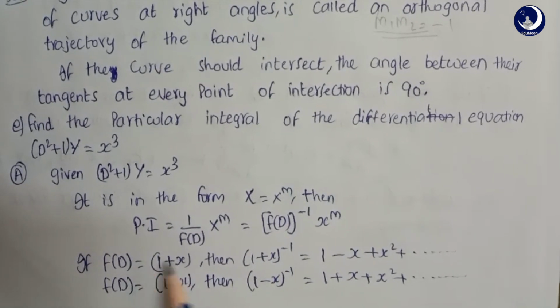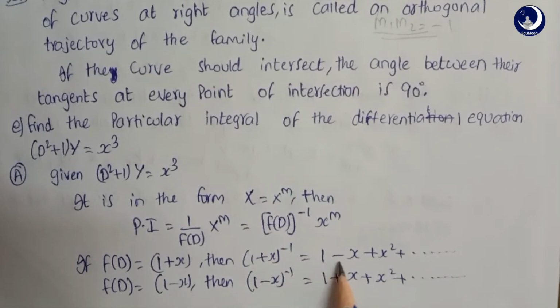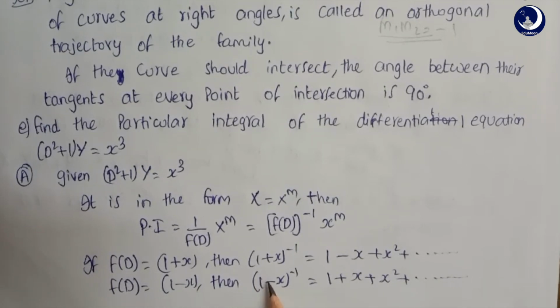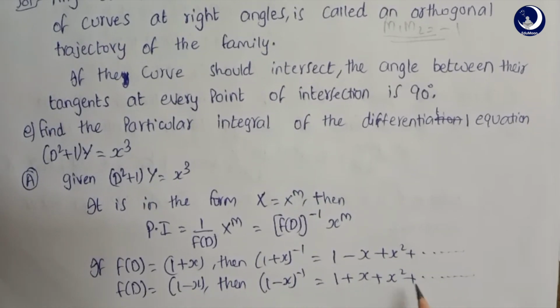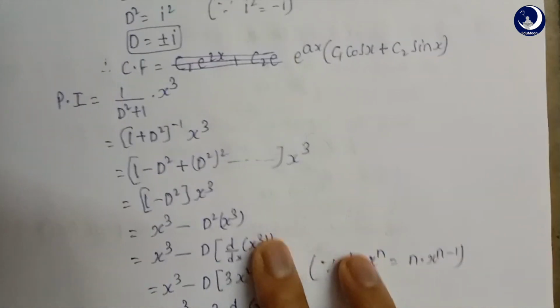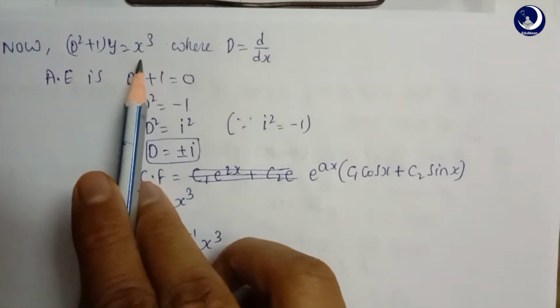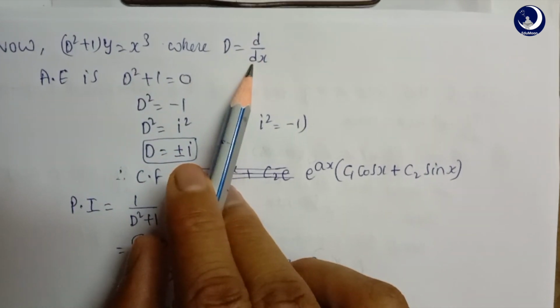If f(D) is of the form 1 + x, then the inverse of 1 + x equals 1 - x + x squared and so on. If f(D) equals 1 - x, then the inverse of 1 - x is 1 + x + x squared and so on. Now we have to do this. We have (D squared + 1) y = x cube, where D equals d by dx. We already know that.